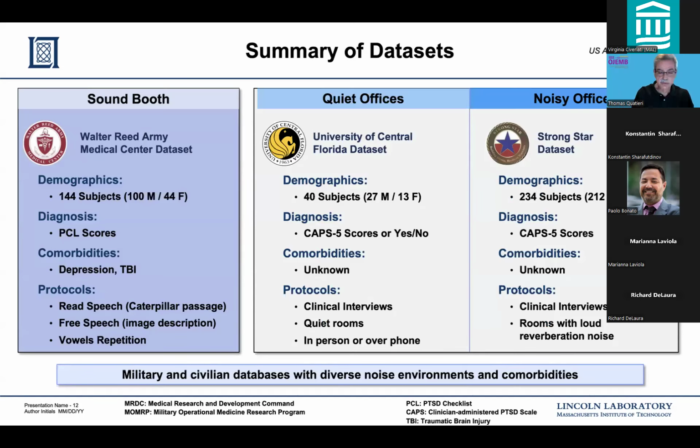Now, to test this system, we need data. We've got data from three different sources: two military databases from military populations and one from civilian. Today, I'm going to talk about one military population-based data set that was collected at Walter Reed Medical Center, 144 subjects, reading a protocol that we designed with Walter Reed speech pathologists.